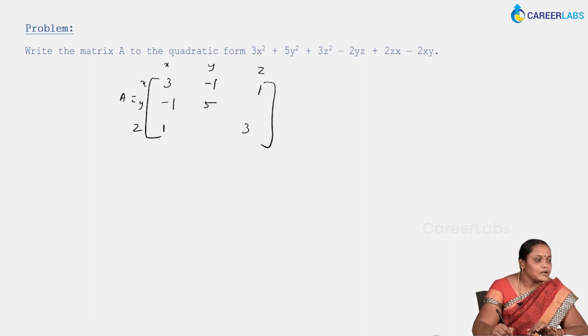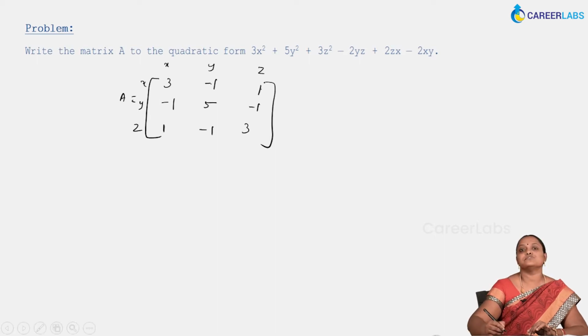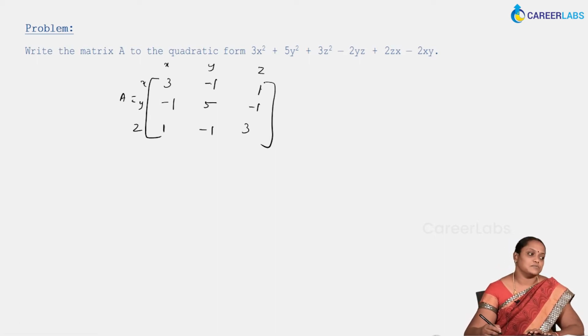Then coming to this part, it is a combination of the yz term. So, in the yz term, here it is minus 2. So, minus 2 divided by 2 will be minus 1. So, in these two places it will be minus 1, okay. So, this is how you are supposed to write the matrix from the quadratic form.